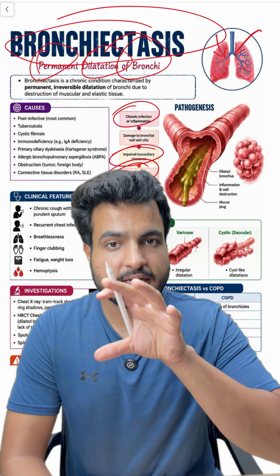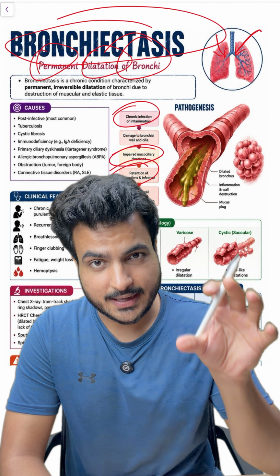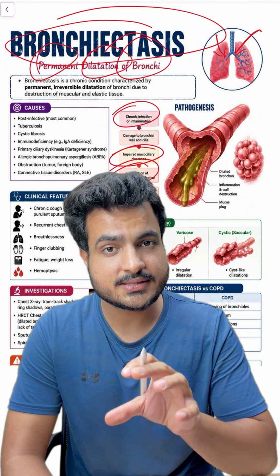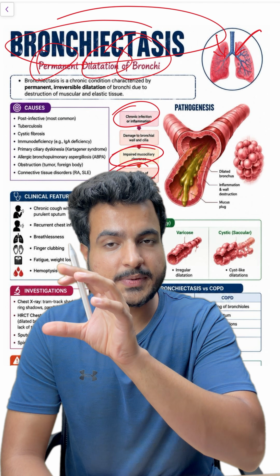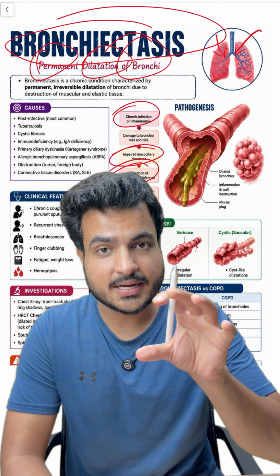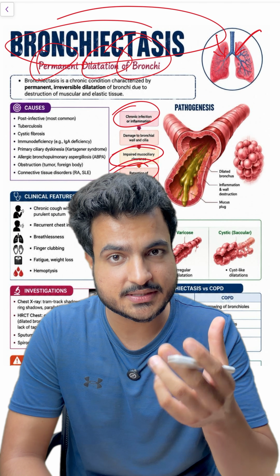First of all, infection would result in damage to the bronchial wall, the wall would get dilated, and this dilated bronchial wall would result in impaired mucociliary clearance, and that again would lead to a respiratory infection. So it goes on. It starts with an infection, and it makes the patient more prone to other respiratory infections. That's why it's a vicious cycle.